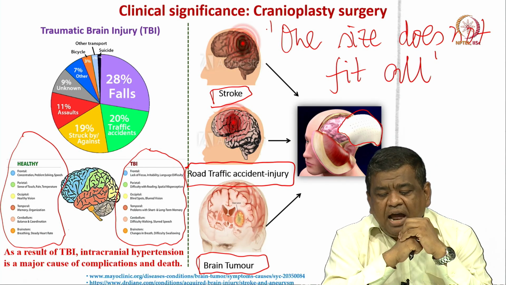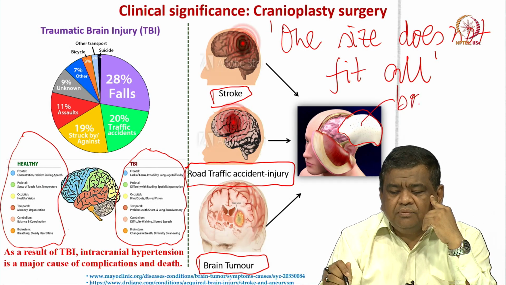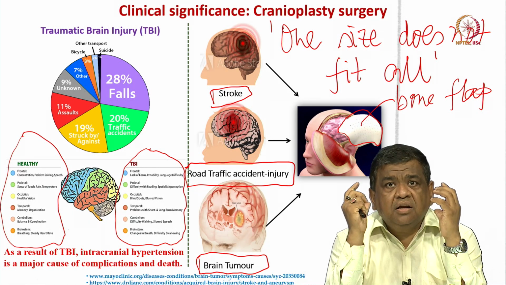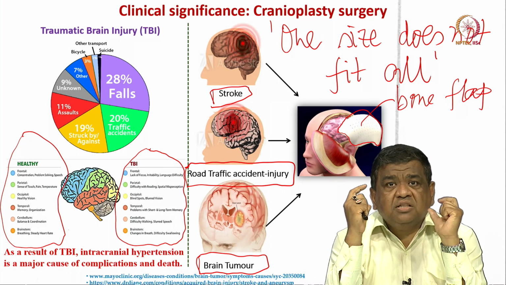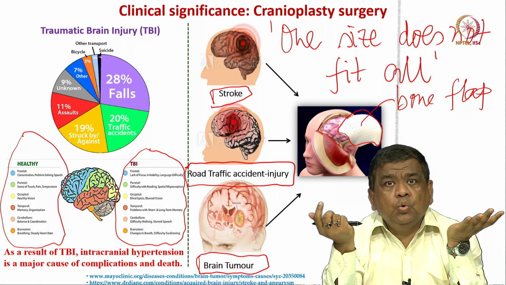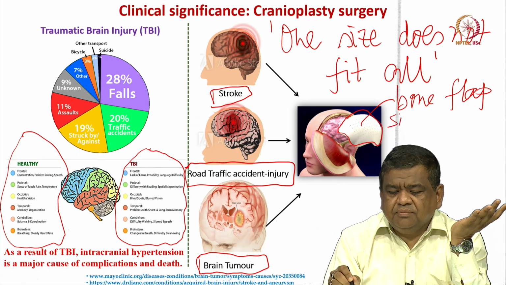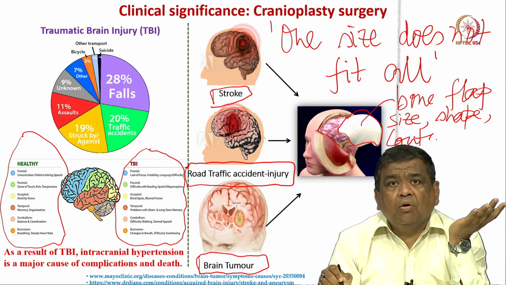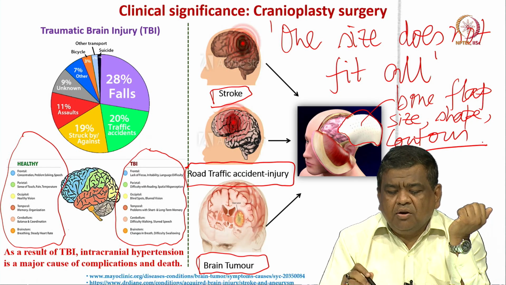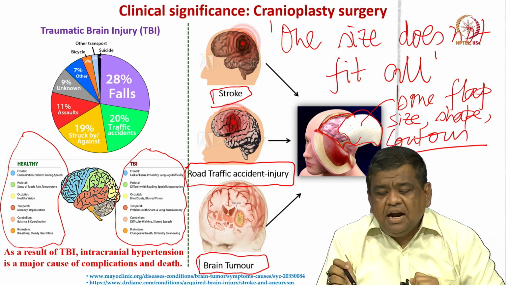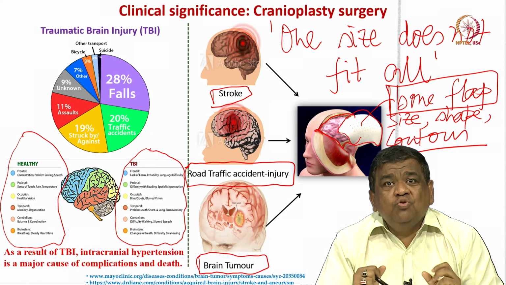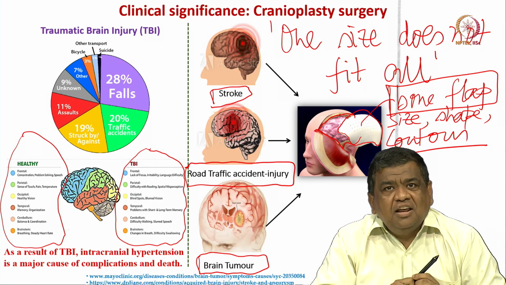So, what it means is that these particular bone flaps will have different morphology in terms of the size, shape and contour. So, what I said, size, shape, contour, and that would be dependent on the defect morphology, right, because ultimately these bone flaps will be used to reconstruct this particular cranial defect.